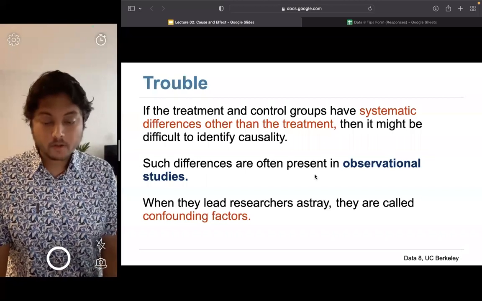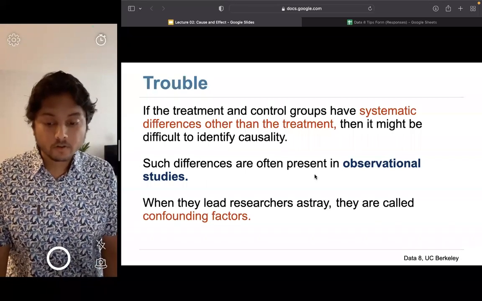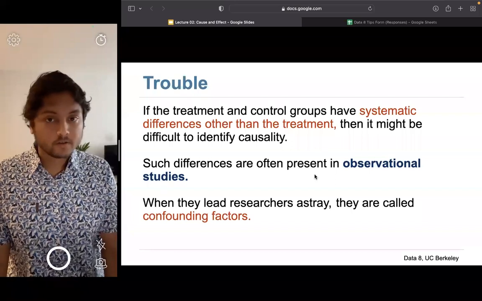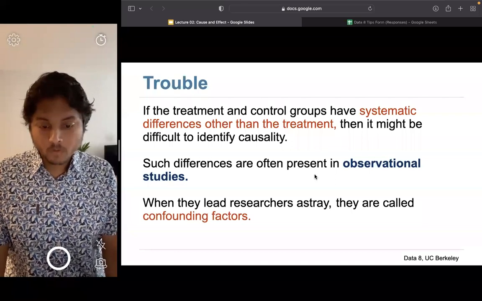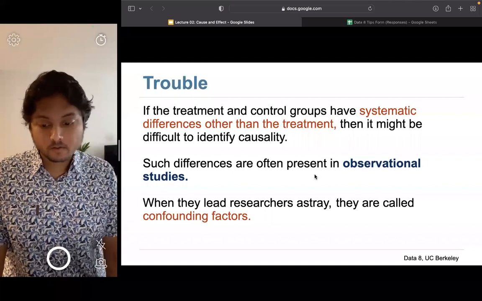So direction cannot be determined by observational study. Yeah, that's true. In general, you can't really conclude causation with observational studies. You need to have an experiment to do this.